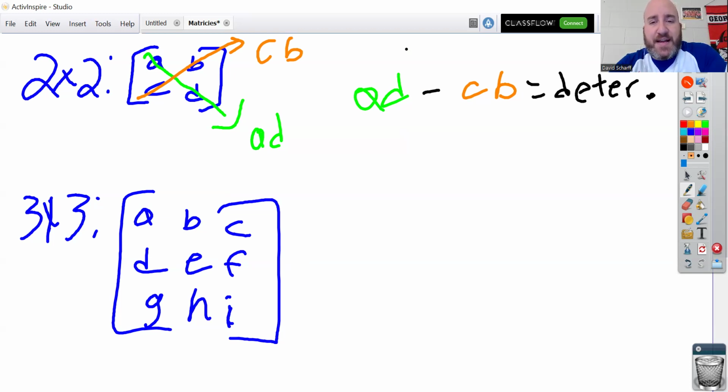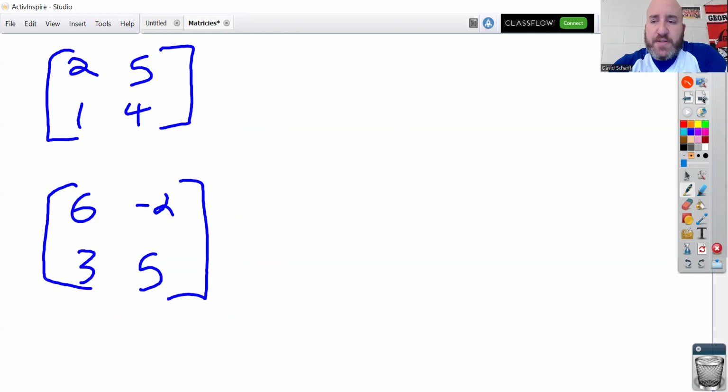It does honestly just kind of seem like one of those things that somebody 300-400 years ago with no technology was just playing around with stuff and came up with it. But there are real world applications. There's some validity to it. Anyway, let's look at a couple 2x2 examples real quick.